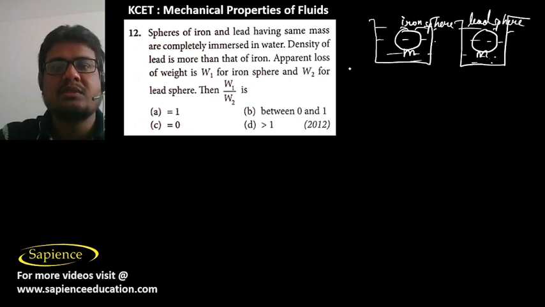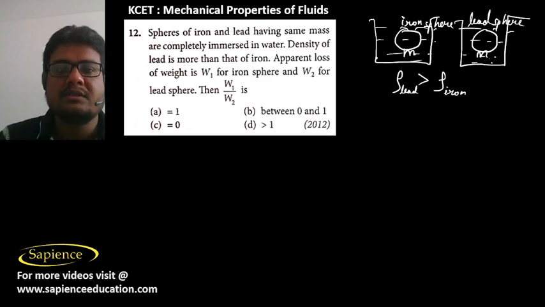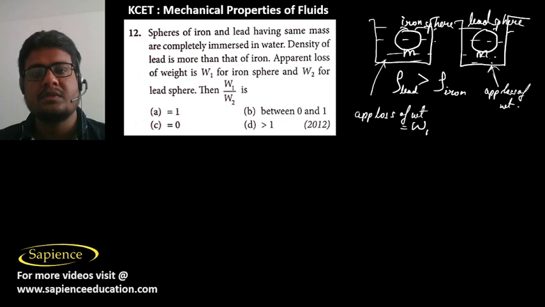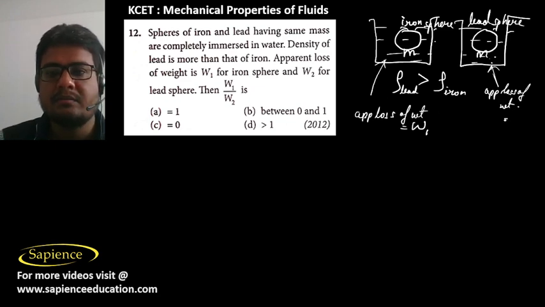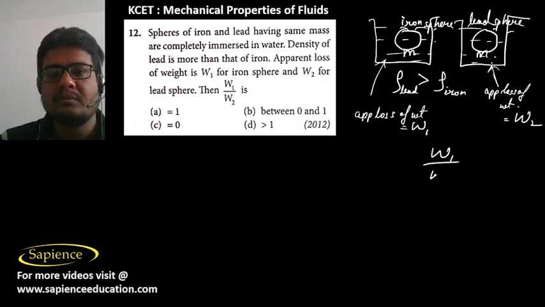The density of lead is more than that of iron. Then the apparent loss of weight for the iron sphere is W1, and the apparent loss of weight for the lead sphere is W2. Then W1 by W2 is how much?